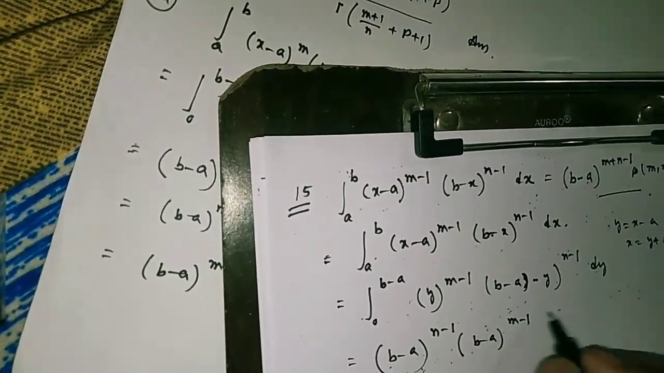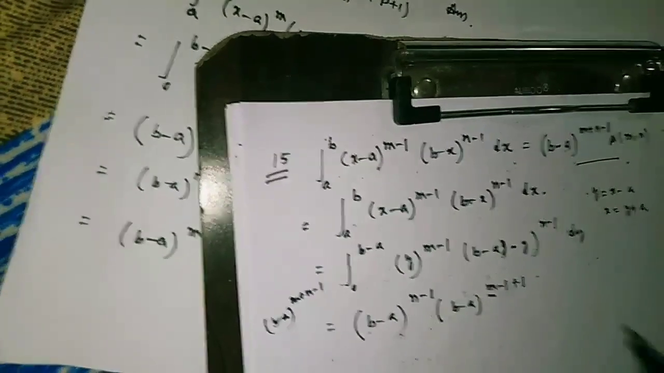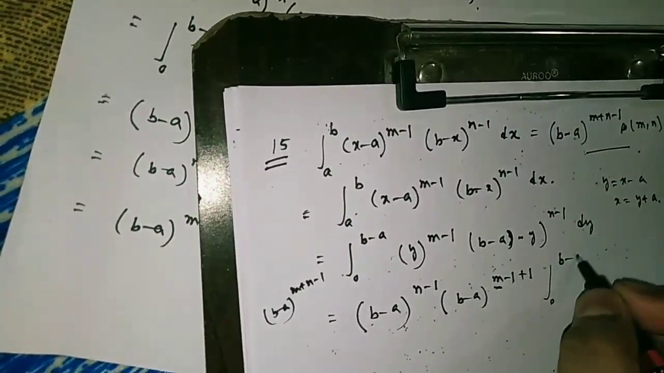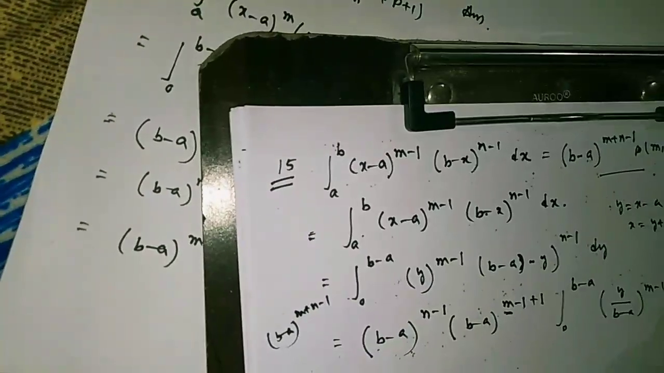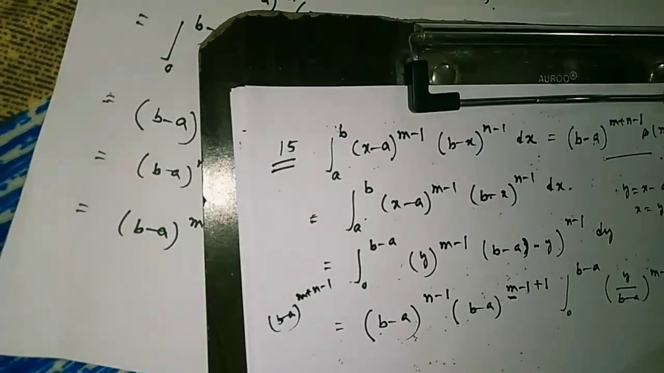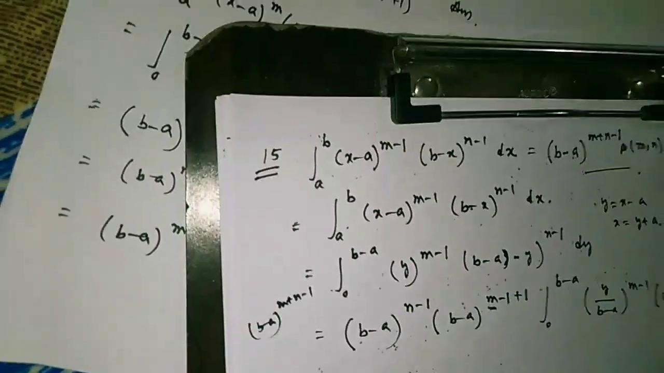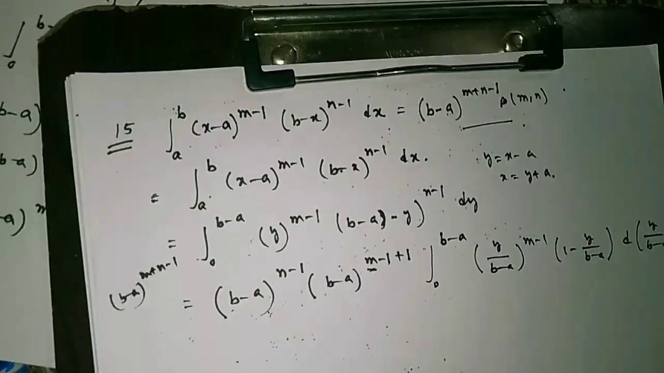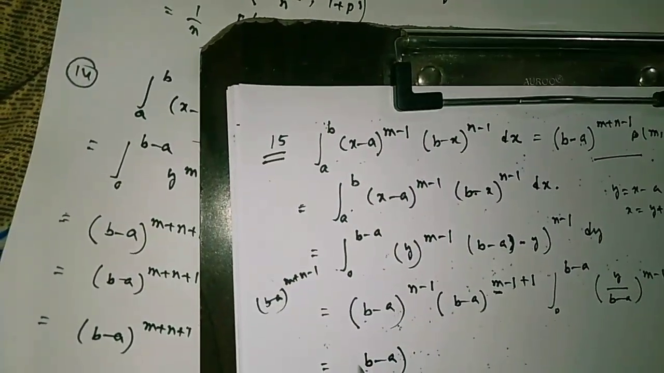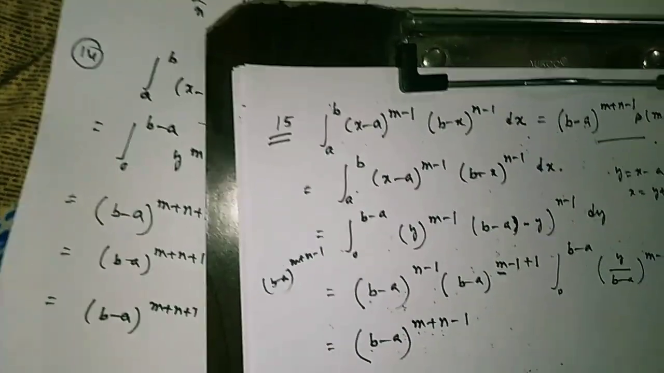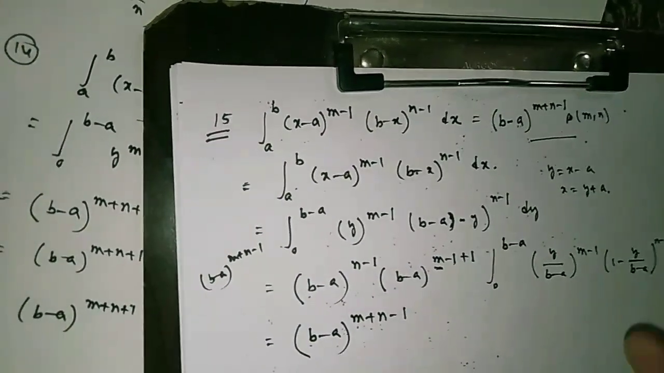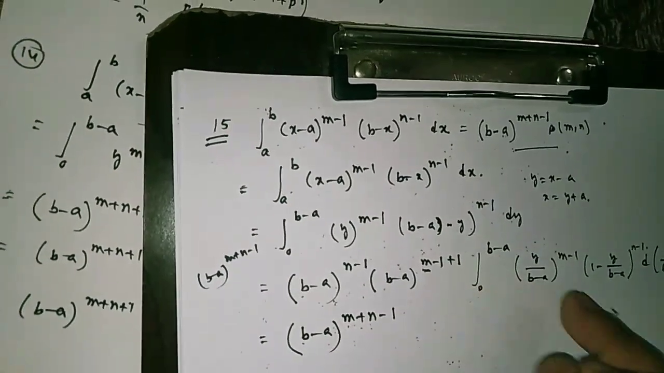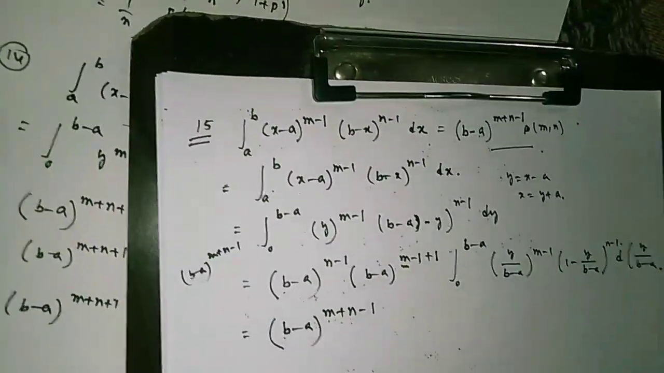Again (b minus a) to the power n minus 1 into (b minus a) to the power m minus 1. But here 0 to b minus a, (y by b minus a) to the power m minus 1, okay, into (1 minus y by b minus a) to the power n minus 1 into d of y by b minus a. Now I can write it (b minus a) to the power m plus n minus 1 into, here you can see that if y by b minus a is equal to z, I am substituting it to z, so b minus a becomes 1, and this term will be the same as the beta function.